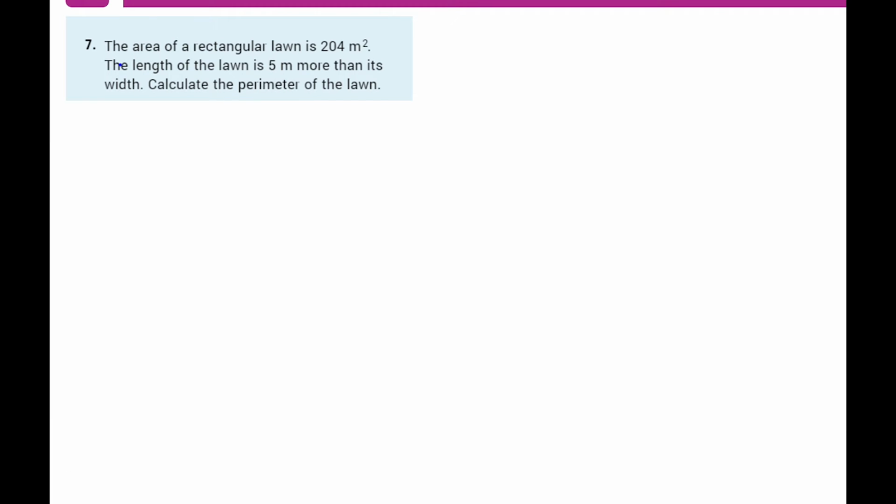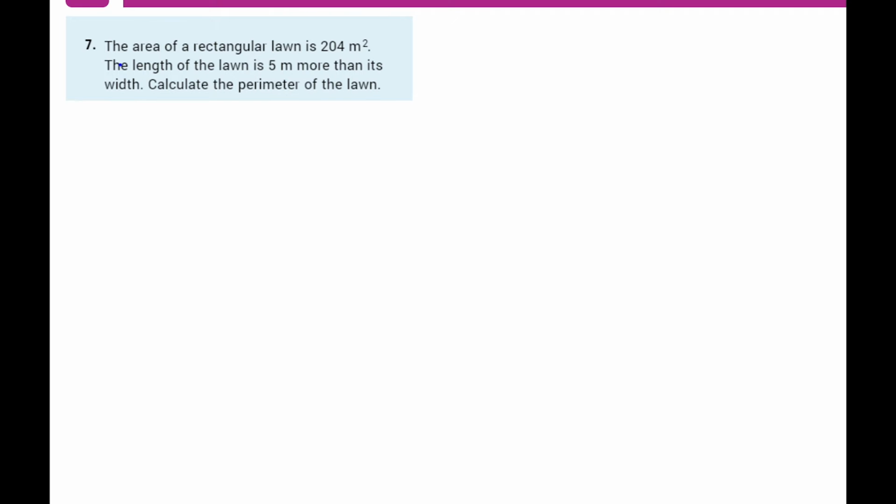Okay, let's try another question. The area of a rectangular lawn is 204 metres squared. The length of the lawn is 5 metres more than its width. Calculate the perimeter of the lawn.